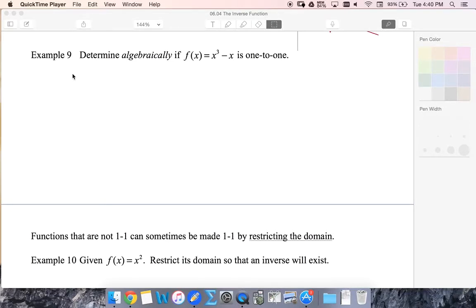So we talked before about how to determine graphically if an expression is one-to-one, and that's when we use the horizontal line test. Well, algebraically, let's think about how to do it that way.